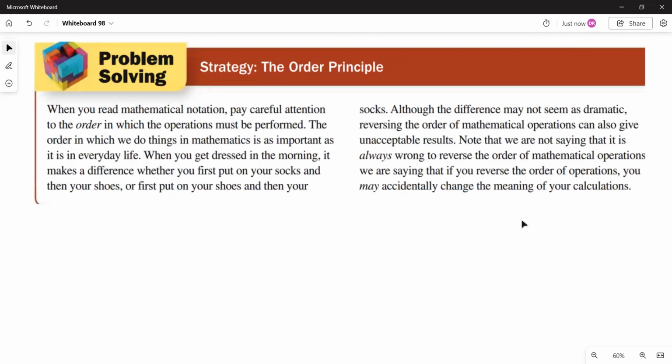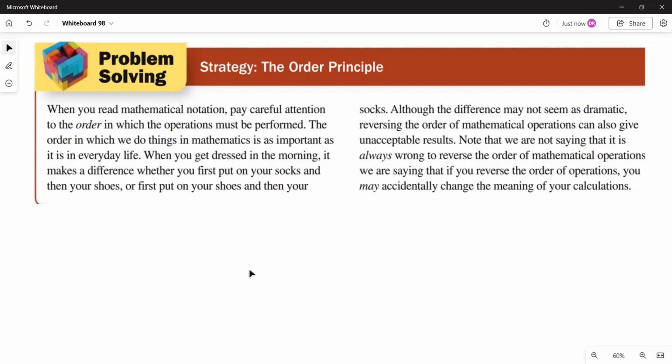The order in which we do things in mathematics is as important as it is in everyday life. When you get dressed in the morning, it makes a difference whether you first put on your socks and then your shoes, or first put on your shoes and then your socks. Although the difference may not seem as dramatic, reversing the order of mathematical operations can also give unacceptable results. Note that we're not saying that it is always wrong to reverse the order of mathematical operations. We are saying that if you reverse the order, you may accidentally change the meaning of your calculations.